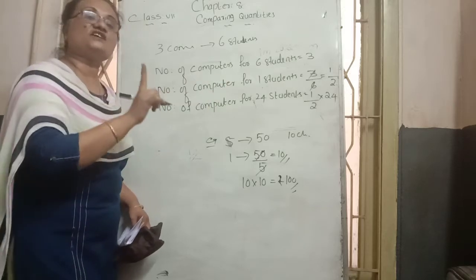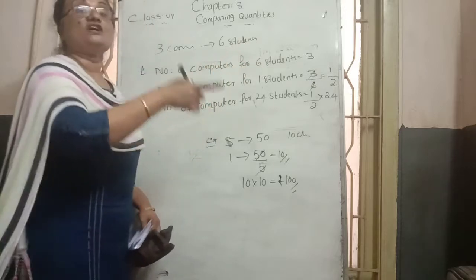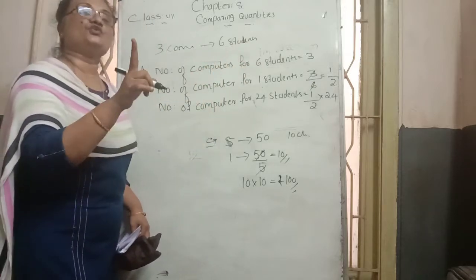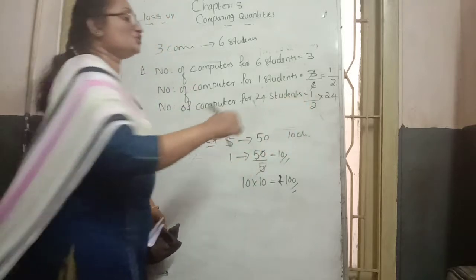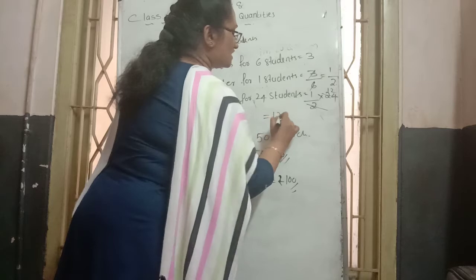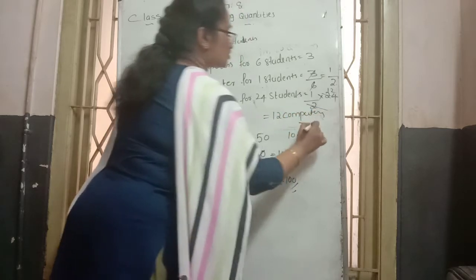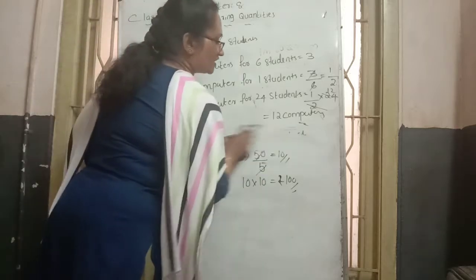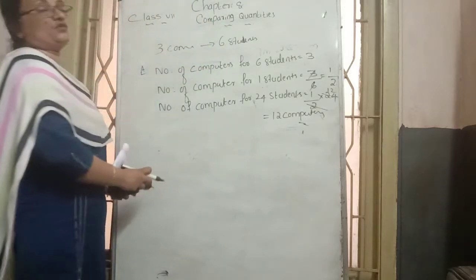Same way here also, the number of computers for 6 students is given. First we find the 1 student case, which is 1 by 2. Then they ask for the 24 students case, so 1 by 2 is multiplied with 24. 2 and 24 cancellation is possible. So how many computers are required? 12 computers are required for 24 students. That is the meaning of this question.